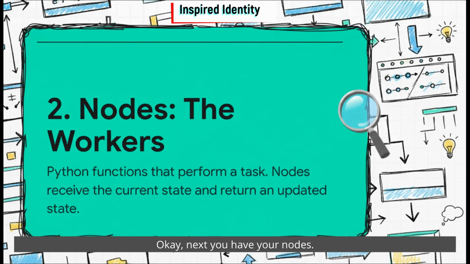Okay, next you have your nodes. These are your specialists, your workers. And in the code, a node is really just a simple Python function. Each one has one specific job. One node might be your planner, another might call a search engine, and each worker's process is simple. It walks up to the whiteboard, reads the latest info, does its one job, and then writes its results back on the board for everyone else to see.